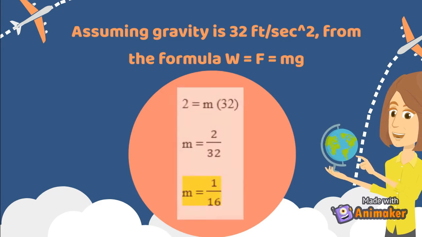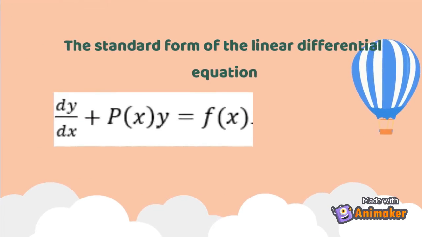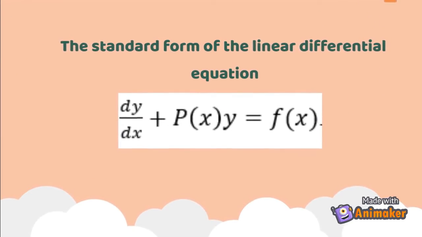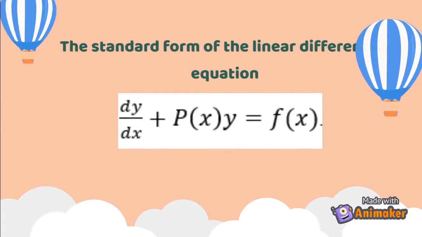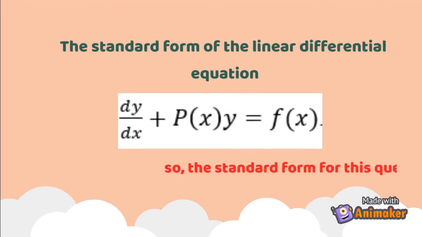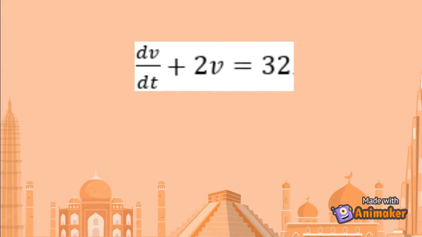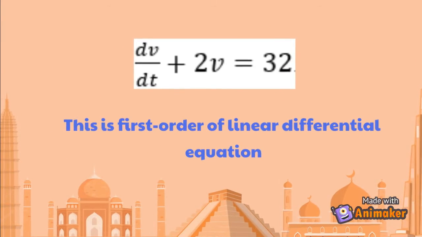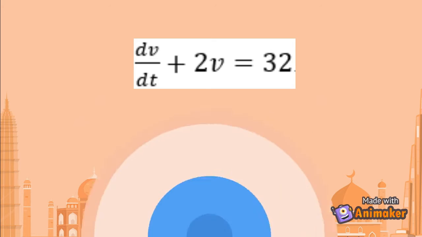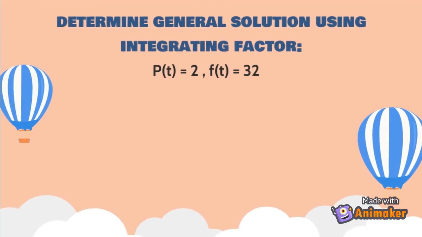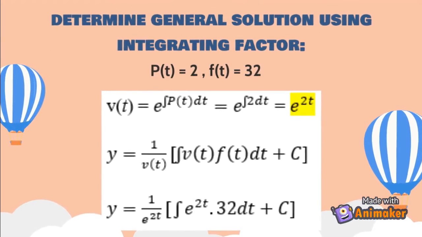Then insert all the information into the formula of gravity. We get m equal to 1/16. And as we know, the standard form of a linear differential equation is dy/dx plus p(x)y equals f(x). So the standard form for this question is dv/dt plus 2v equals 32. This is a first order linear differential equation. Then determine the general solution using an integrating factor.